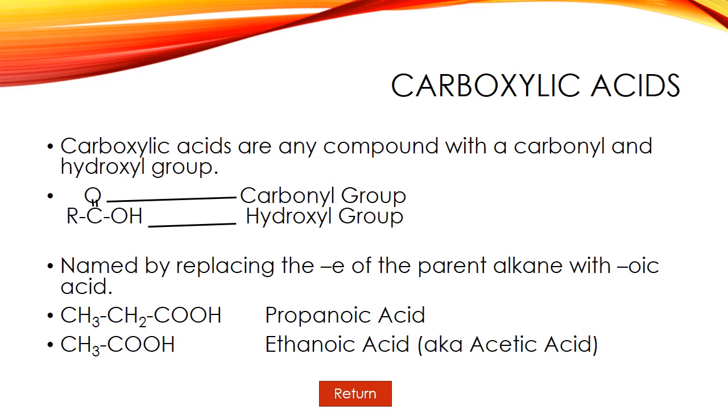So for instance, if I have CH3, CH2, COOH, that is 3 carbons long, so it would be propane. But the way you name a carboxylic acid is you change the name to oic acid. So that would be propanoic acid. If it was 2 carbons, it would be ethanoic acid. Now that actually has a common name, acetic acid, which you may also know as the main component of vinegar.